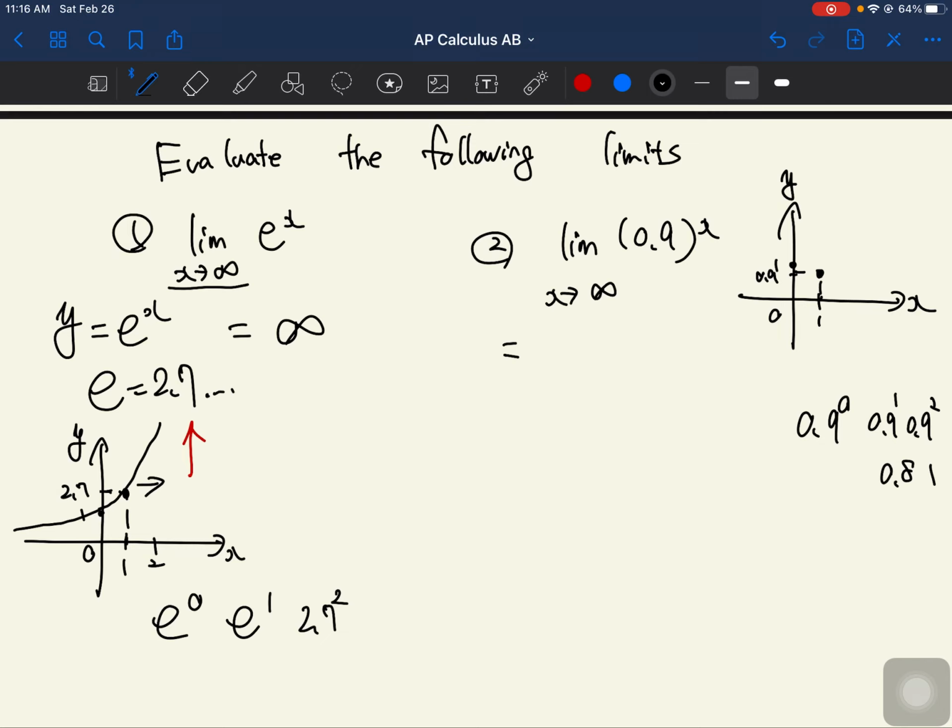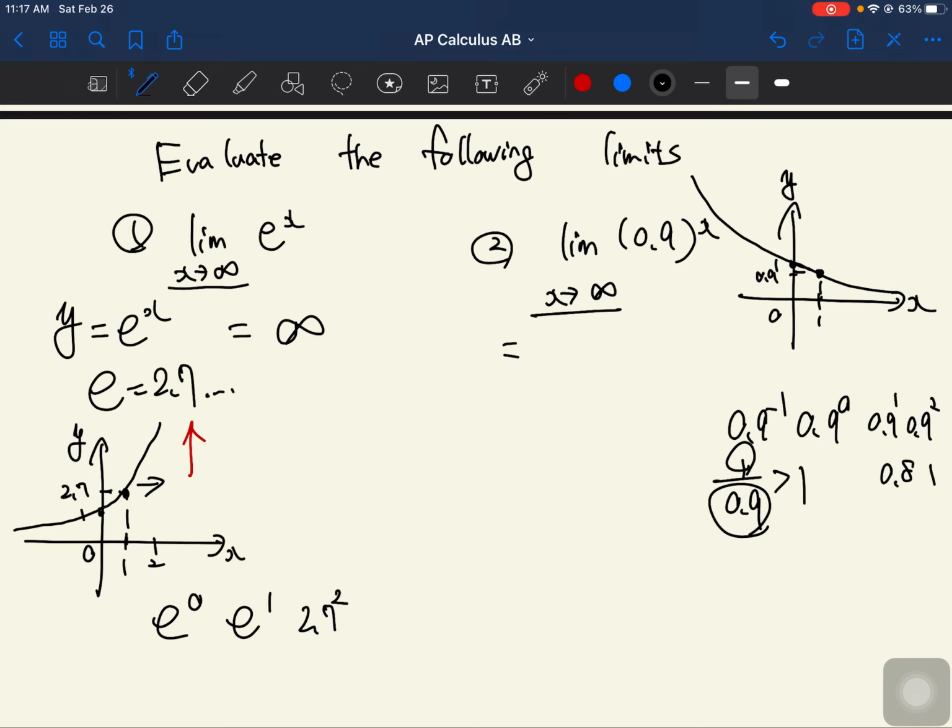So as x increases, the value of y is going to be slightly decreasing, like this. On the other hand, 0.9 to the power of negative 1, which is 1 over 0.9, of course, the denominator is smaller than the numerator, so it is going to be bigger than 1. So as x goes negative, the value of y is going to be increasing as well.